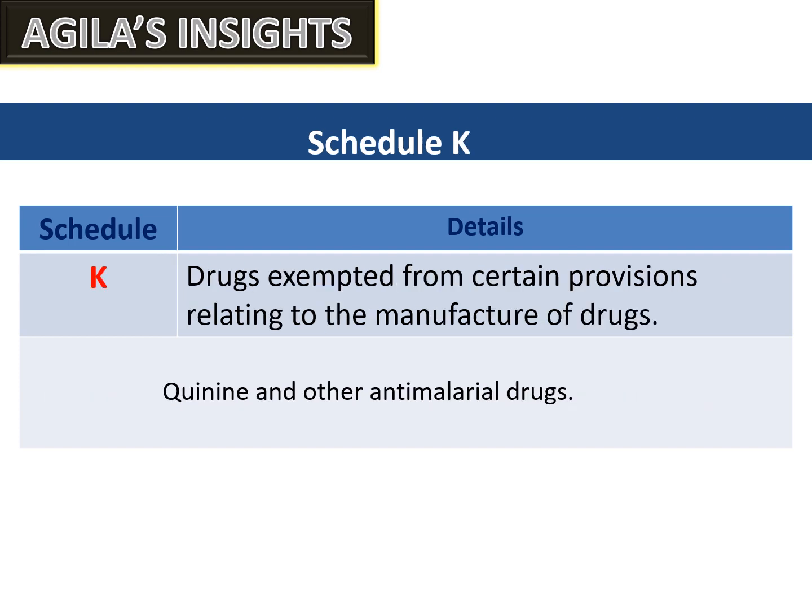Schedule K lists the drugs which are not sold for medicinal use or for use in the manufacture of medicines, and each container has to be labeled with the words not for medicinal use. Examples are quinine and other anti-malarial drugs.